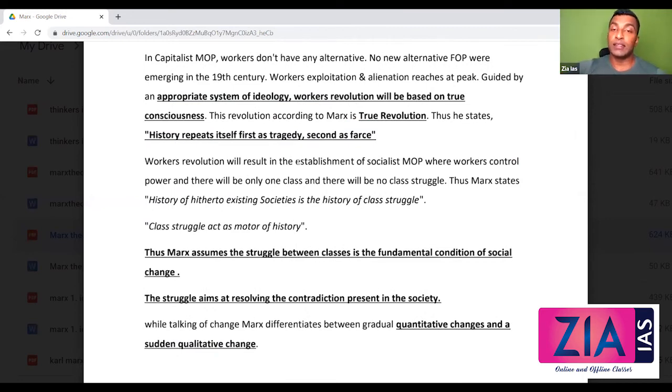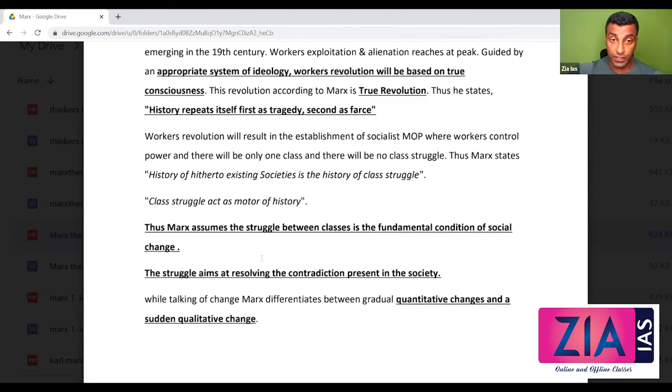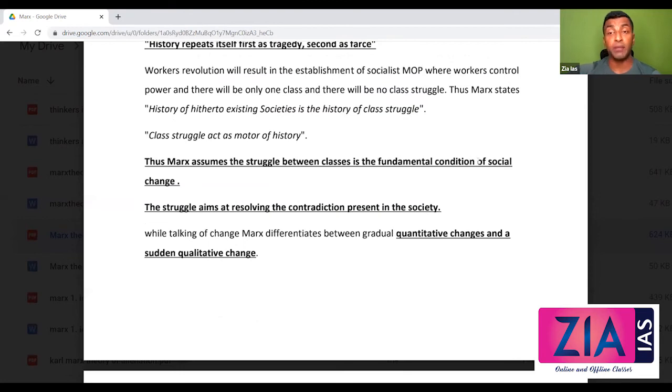Workers' revolution will result in the establishment of socialist mode of production, where workers control power, and there will be only one class, and there will not be any class struggle. Thus, Marx states, the history of hitherto existing societies is a history of class struggle. That means all existing societies, it is a history of class struggle. Class struggle acts as the motor of history. Thus, Marx assumes the struggle between classes is the fundamental condition for social change. The struggle aims at resolving the contradiction present in society.